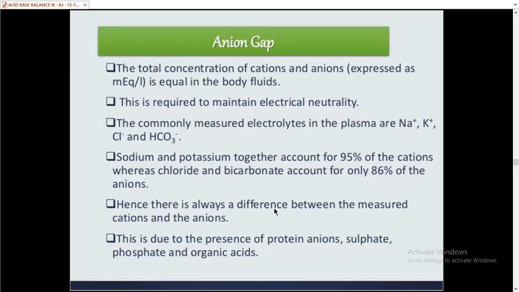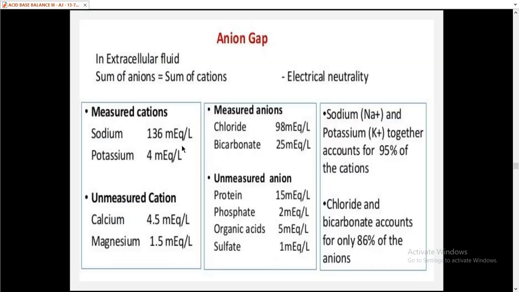Hence, there is always a difference between the measured cations and the anions, and this is due to the presence of protein anions, sulfate, phosphate, and organic acids. Here you can see in extracellular fluid there should be sum of anions equal to sum of cations in order to maintain the electrical neutrality.